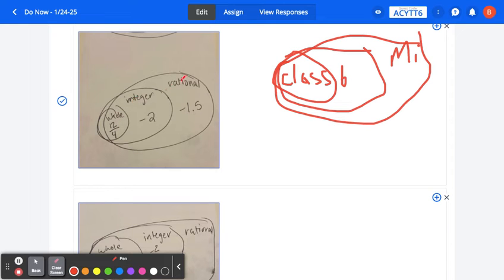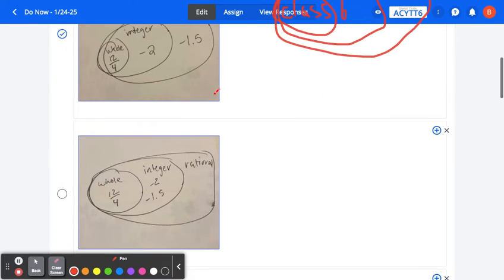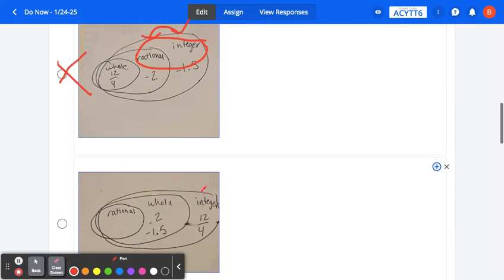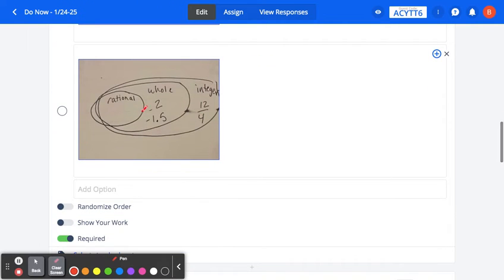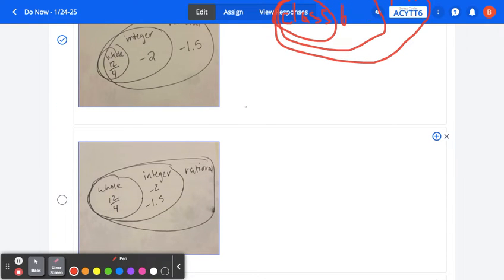Does it go whole number, integer, rational? Yes, so maybe that's an answer. Does it go whole number, integer, rational? Yes, so that could be one. But look here, if you noticed, those are switched. So immediately I know that that is not an answer choice. This one is the same thing. The rational numbers, they don't go in the center. So that's a wrong answer choice as well. So now I've eliminated it and I have two answer choices left.